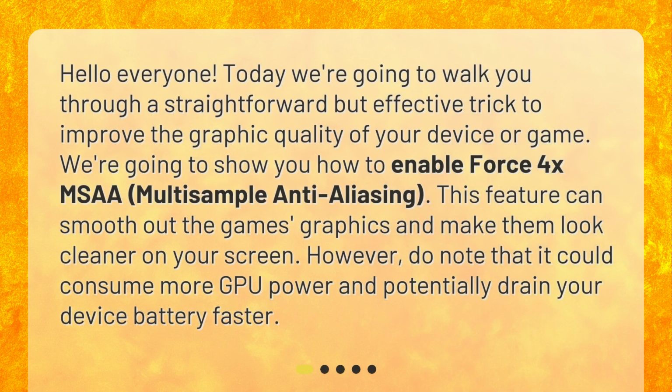Hello everyone. Today we're going to walk you through a straightforward but effective trick to improve the graphic quality of your device or game. We're going to show you how to enable Force 4x MSAA, Multisample Anti-Aliasing. This feature can smooth out the game's graphics and make them look cleaner on your screen. However, do note that it could consume more GPU power and potentially drain your device battery faster.